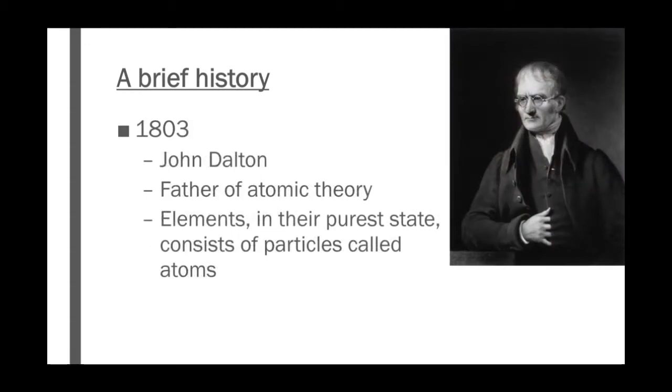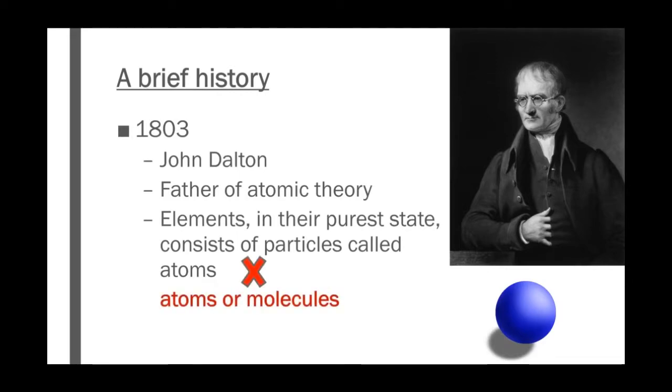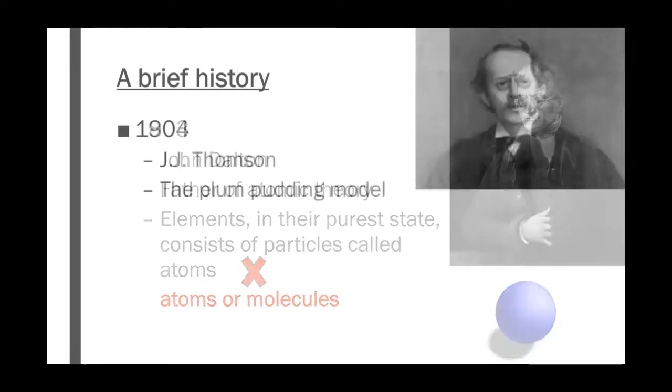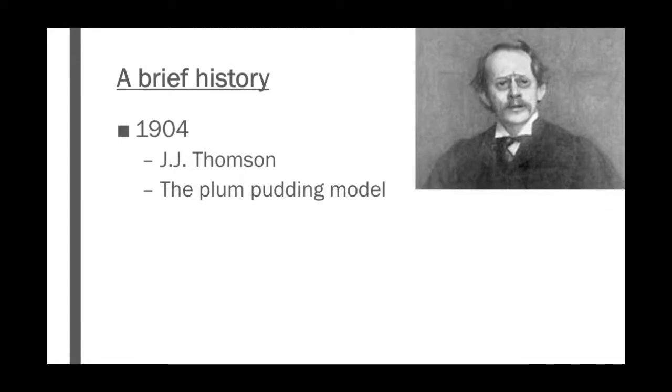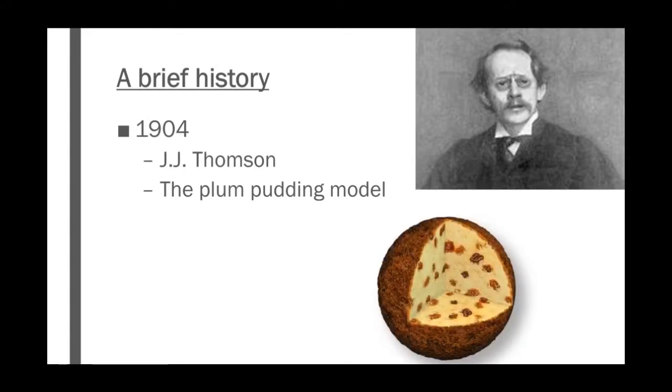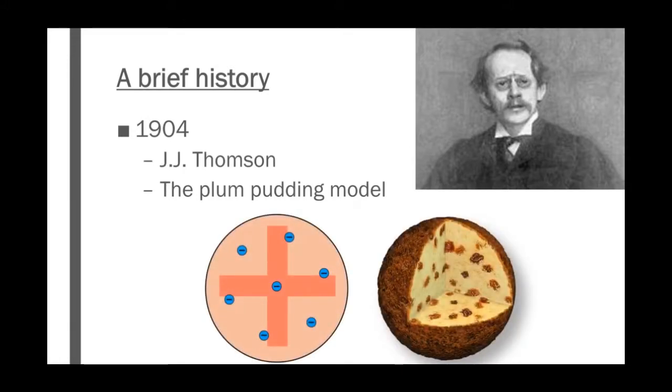Fast forward to 1803, when you have John Dalton, who is the father of atomic theory. He proposed that elements in their pure state consist of particles called atoms. Of course, today we know that this is not entirely correct because elements can be made up of either atoms or molecules. Then, in 1904, J.J. Thomson proposed the plum pudding model, whereby he suggested that an atom comprises a lot of negative charges distributed around a positively charged particle. That was his model during that time.